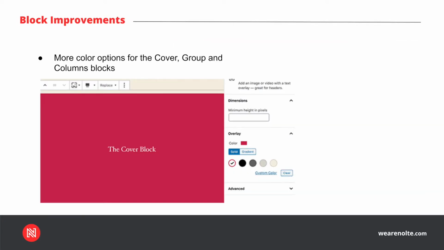We have now some block improvements. We found now more color options for the cover, the group, and the columns blocks. We can now add background color to those blocks, and the color can be a solid color or a gradient color.